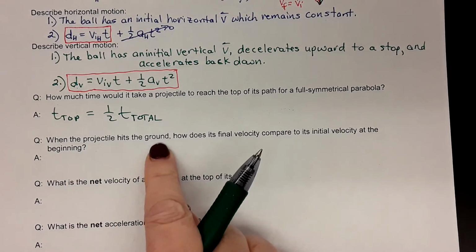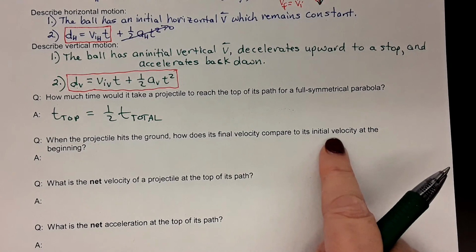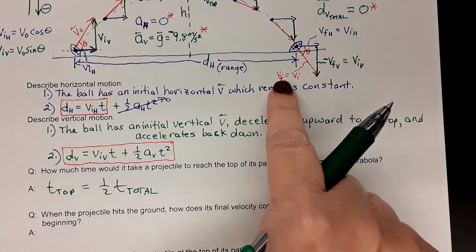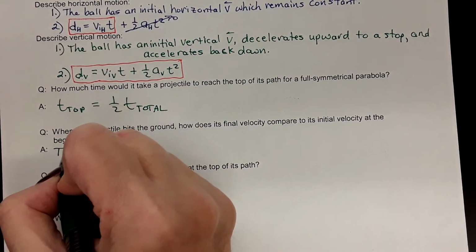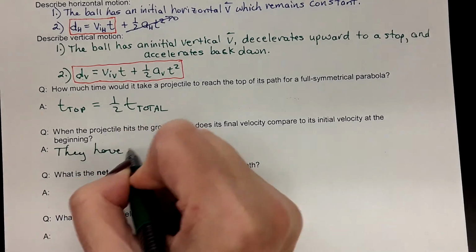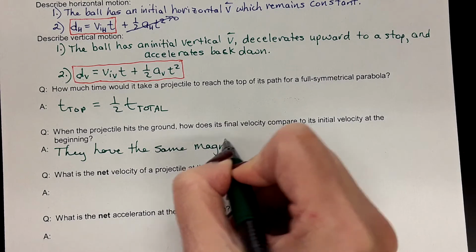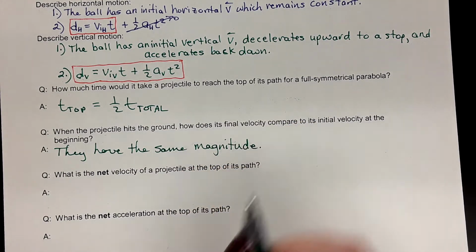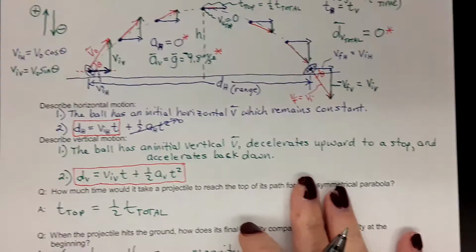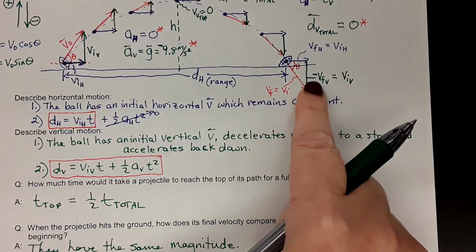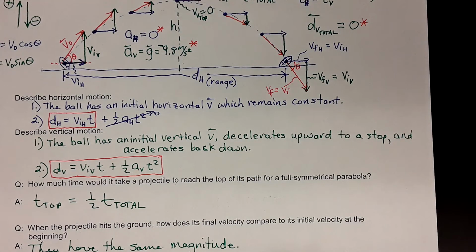When the projectile hits the ground, how does its final velocity compare to its initial velocity at the beginning? Oh, we said they have the same magnitude. Okay? So, they have the same magnitude. That's because the components have the same magnitude. If you had 4 and 6 here, you'd get 4 and -6 here, and when you use the Pythagorean theorem, you're going to get the same magnitude hypotenuse. Okay?